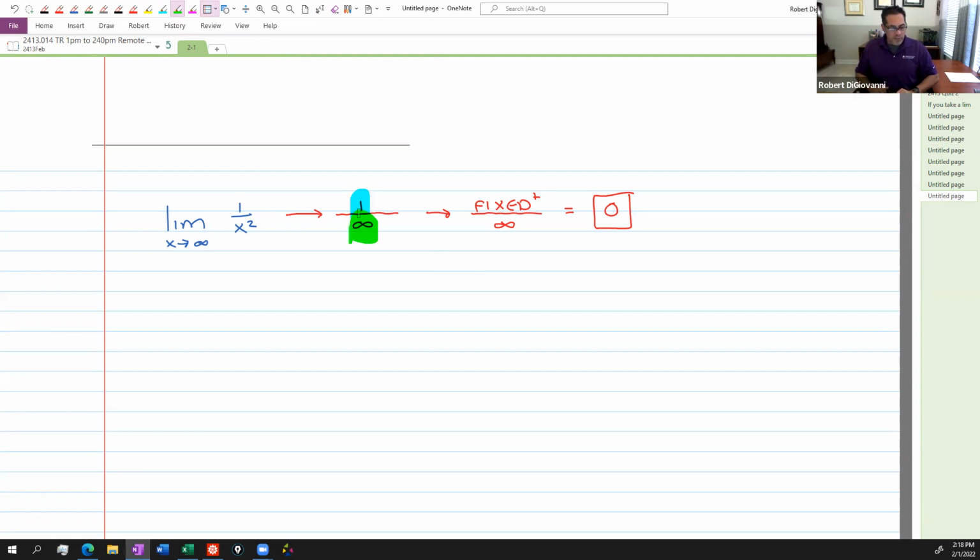It's more beneficial. Let me do another one. How about this? Limit as x goes to infinity. How about 1 over x to the nth power? This is a trick question.